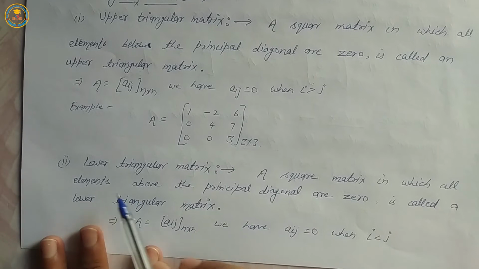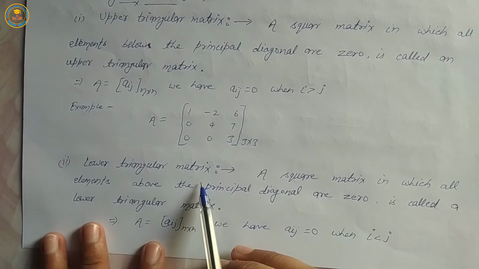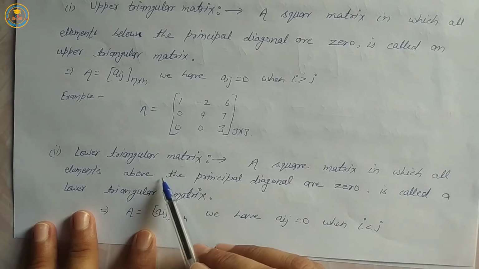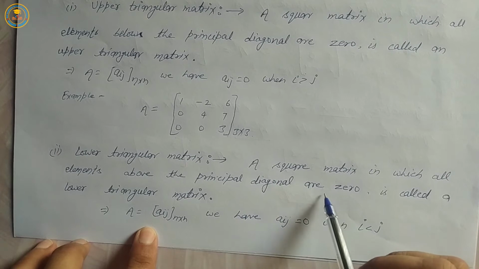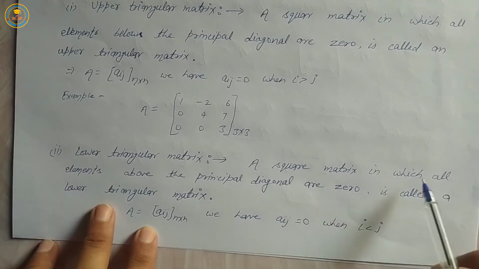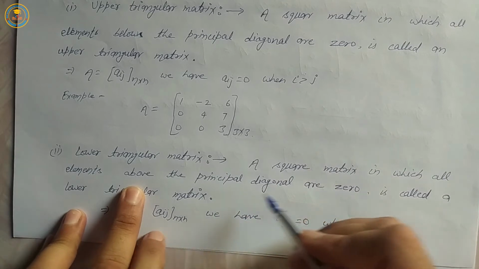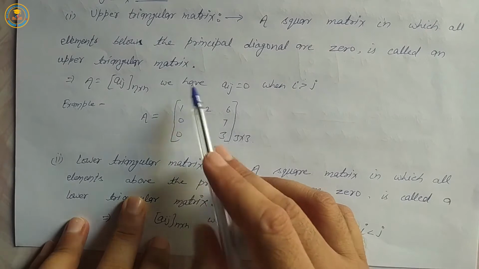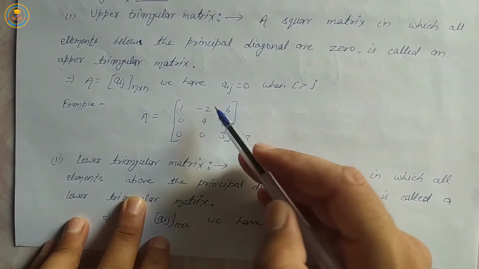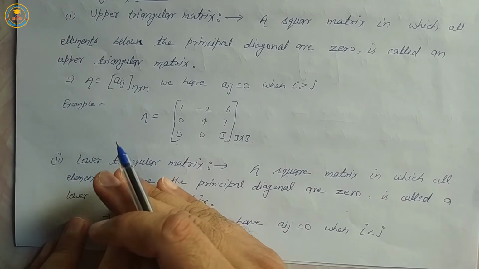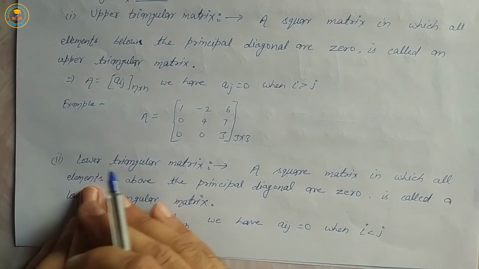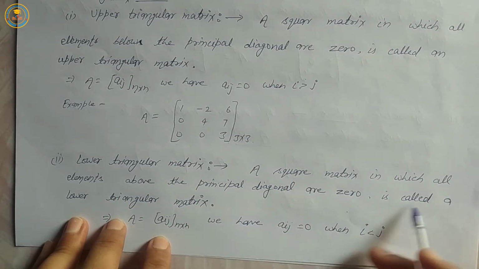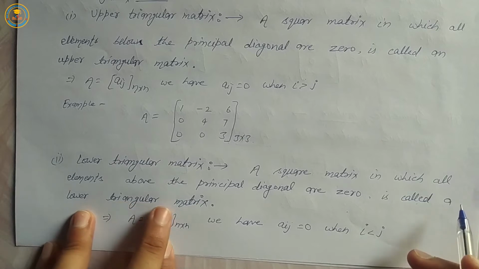Next definition, lower triangular matrix. A square matrix in which all elements above the principal diagonal are 0. In an upper triangular matrix, elements below the principal diagonal are 0. And in a lower triangular matrix, elements above the principal diagonal are 0, and it is called a lower triangular matrix.